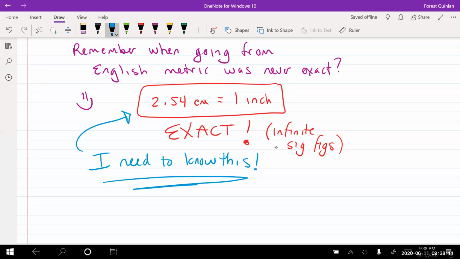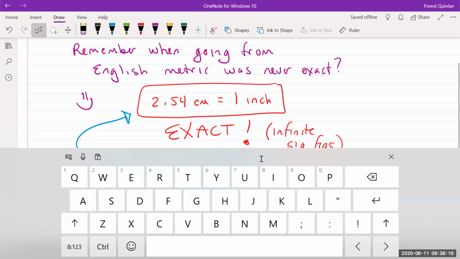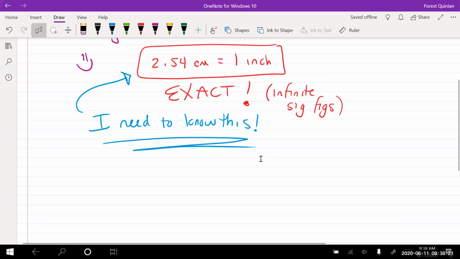One quick question. Yeah. So it's been established that if it's exact, it has infinite sig figs. But I see 2.54 and I see 3 sig figs. Why can't it be that? Can you clarify the concept that something exact can have infinite sig figs?